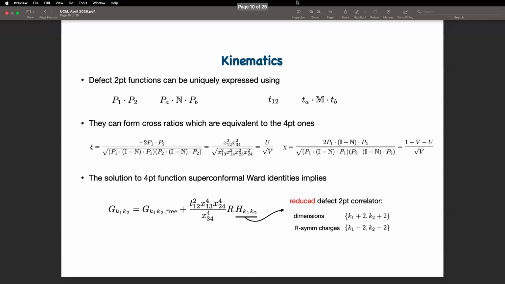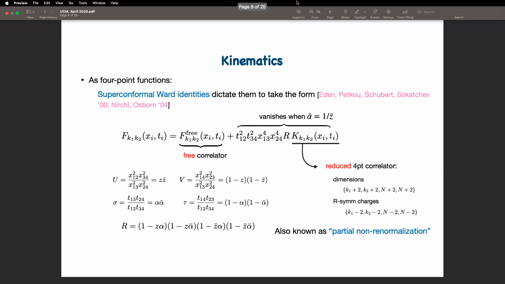And these can be expressed in terms of u and v, which are the usual 4-point function cross ratios. And of course, what I'm saying here is not surprising, because after all, it's a 4-point function. But it's nice to see it from a slightly different perspective. Okay. And finally, we are going to use this statement from the 4-point function, right?